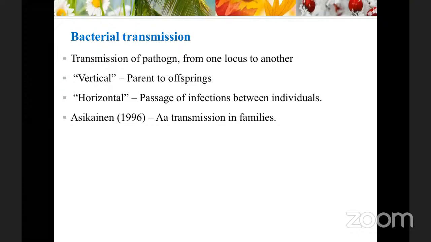The other thing is known as vertical transmission, which means from parent to offspring. So parent to progeny is known as vertical transmission. That is, I can say, very detrimental. This is the vertical transmission.